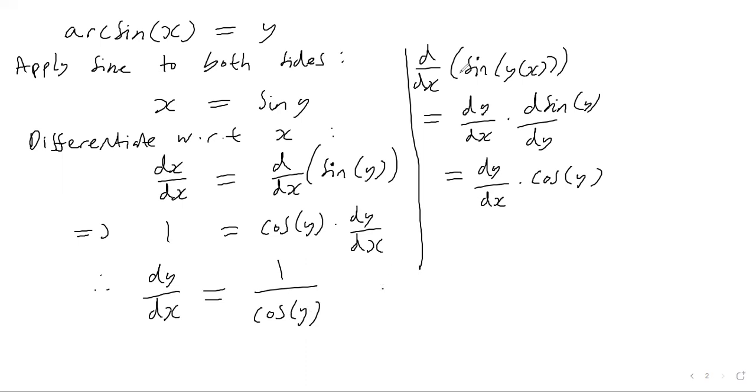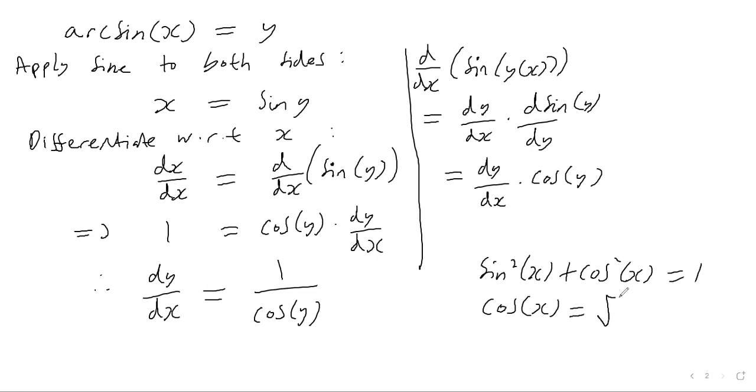So we know by trig identities that sine squared plus cos squared is 1. If we rearrange this and make cos the subject of the formula, it should be clear that cos is just the square root of 1 minus sine squared. So subtract sine squared from both sides, take the square root, and you'll get cos.